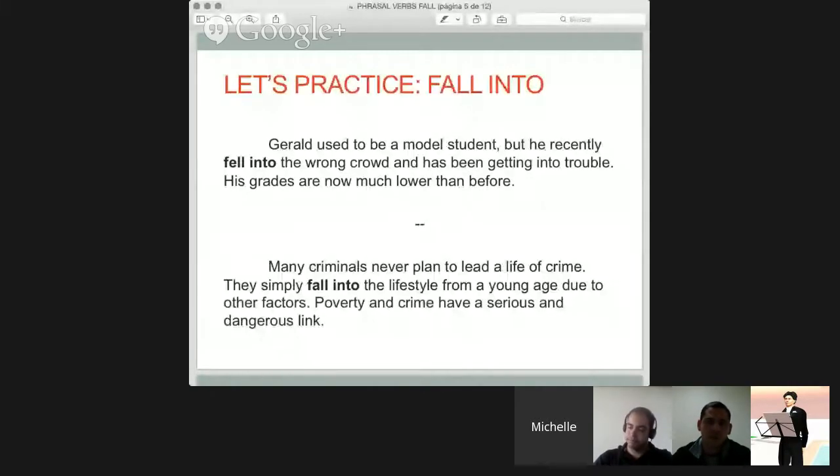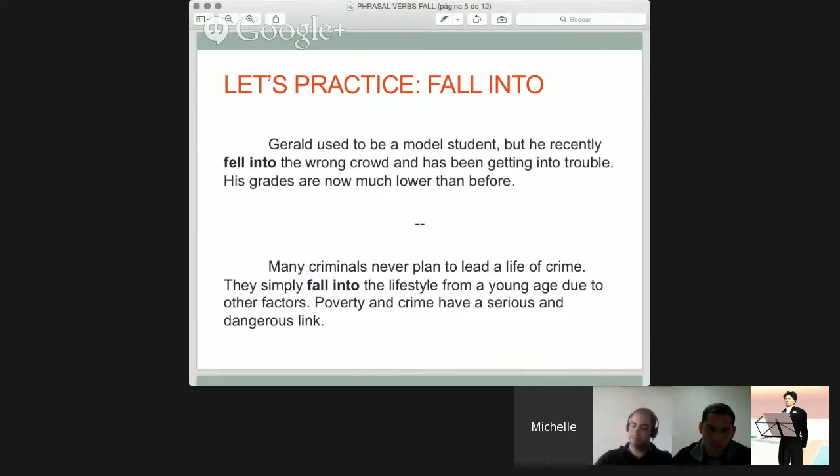So the next one is fall into. Fall into something. Anatoly, could you read the first paragraph, please? Gerald used to be a model student, but he recently fell into the wrong crowd and has been getting into trouble. His grades are now much lower than before. Good. So based on the context of this paragraph, what do you think it means to fall into?